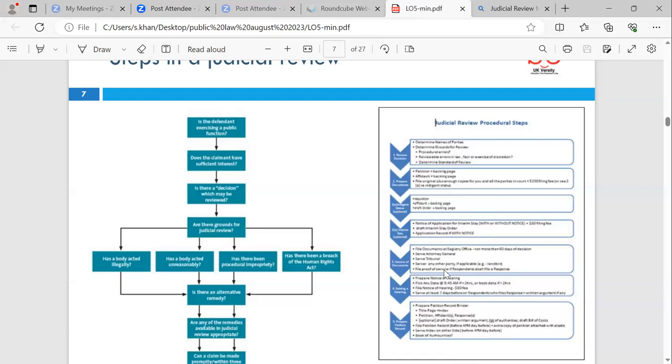Judicial review requires permission from the court. One of the most important requirements is that the application for permission is made within the short time during which claims are allowed. So they don't like to keep processes lengthy. They want everything to be done quite quickly.